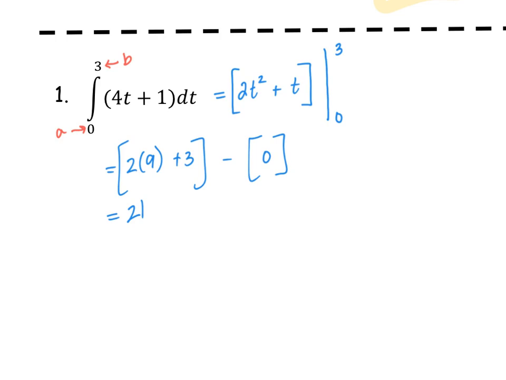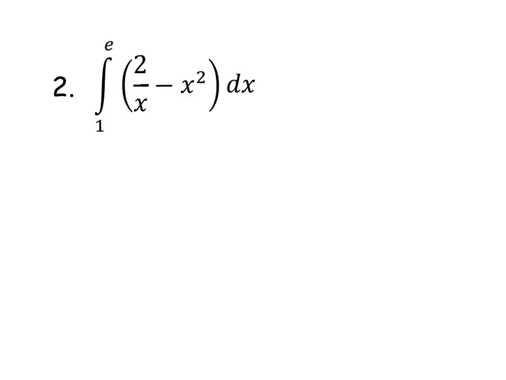All right, so let's go to number 2. Number 2 reads the antiderivative from 1 to e of 2 over x minus x squared dx. Again, 1 is my lower bound, that's my a, and e is my upper bound, so we'll put a b there. I'm going to take the antiderivative. The antiderivative of 2 over x is going to be 2 times ln of the absolute value of x, minus the antiderivative of x squared, which is x cubed over 3.